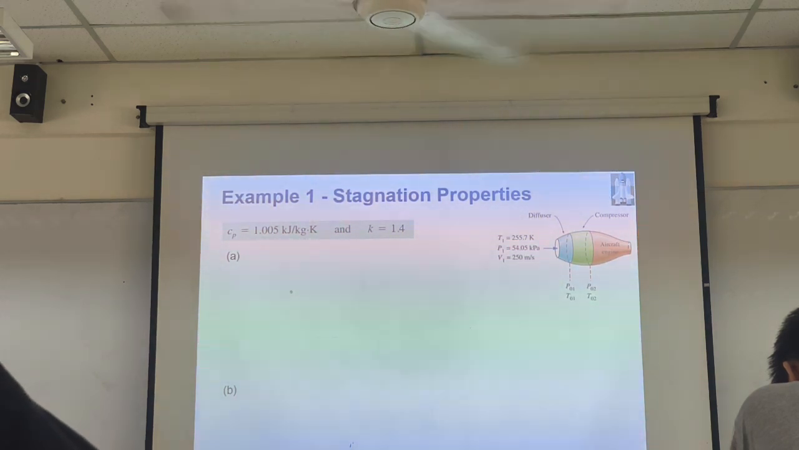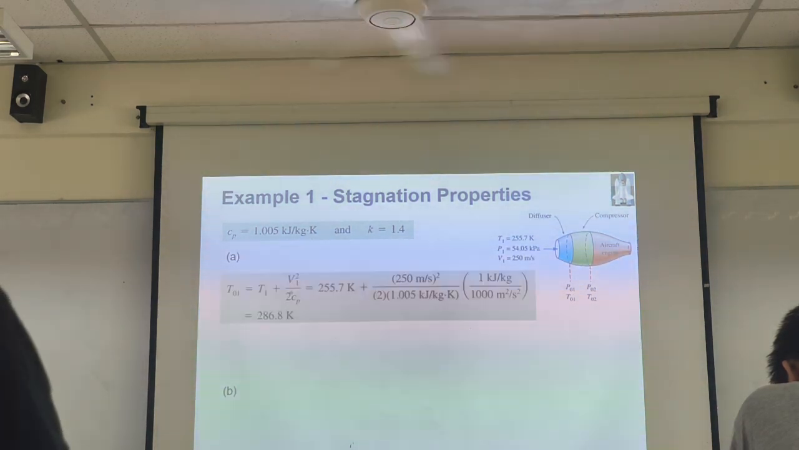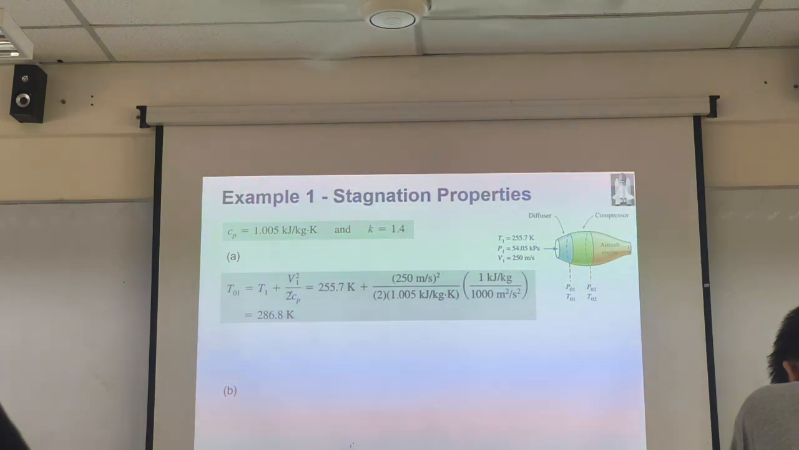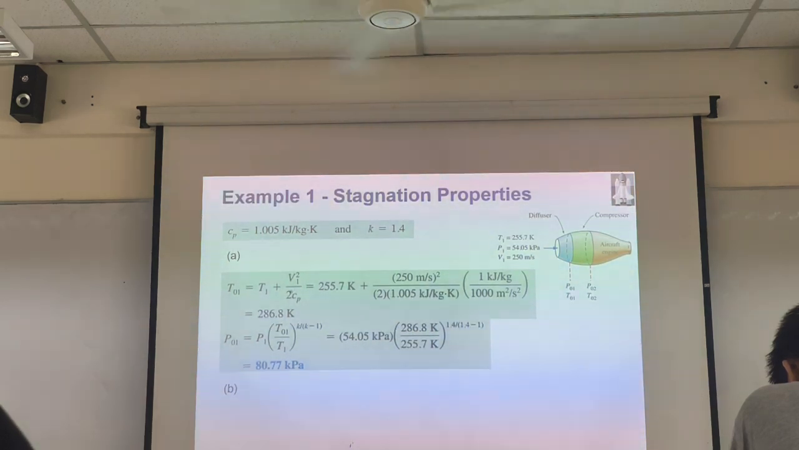Okay, so first thing you need to find the stagnation temperature and pressure. Very straightforward. You just need to use the equation that you saw just now: T01 equals T1 plus V1 squared over 2Cp. Then from the temperature, you use the isentropic relation equation, and you can find the stagnation pressure.